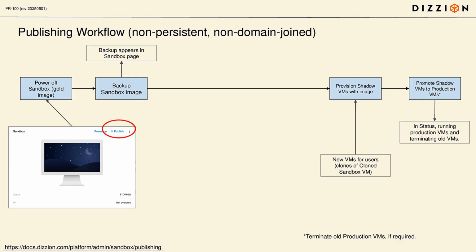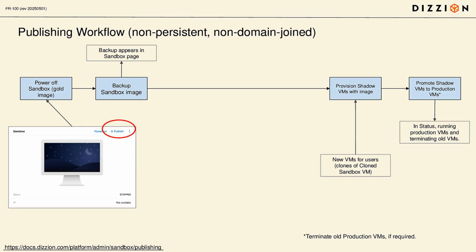To illustrate the publishing workflow, let's follow this chart. So let's say you have just finished making your changes to the sandbox. The base operating system has been patched, cleaned, and sealed. First, you power off the sandbox machine and click Publish. The system will automatically create a restore point backup and label it with the current timestamp.